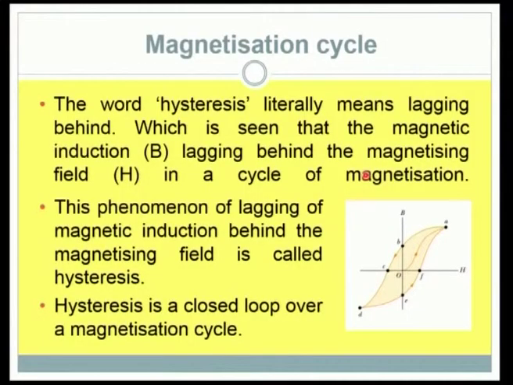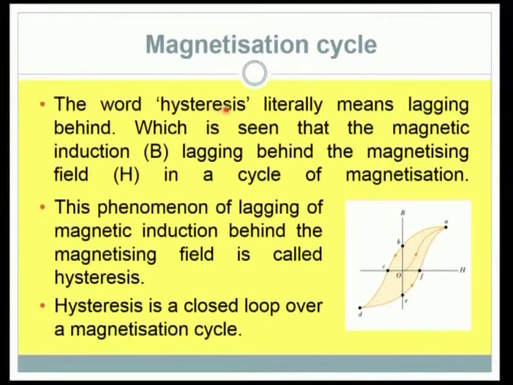In the zero magnetizing field, it already retains some of the magnetism. So, this kind of behavior is called magnetic hysteresis. This has got a lot of significance too. Let us see further what are the significance we have.